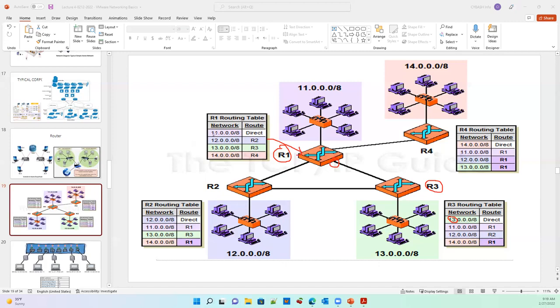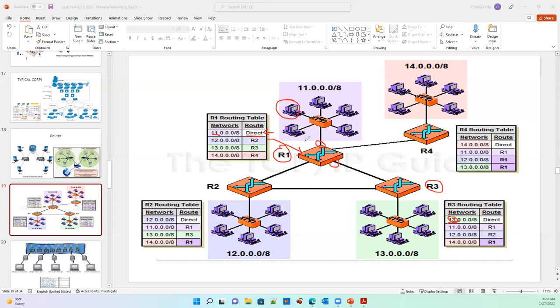So it has 11.8. Anything that is network 11 is direct. That means I am the 11 network. The router knows I am the 11 network because it's a direct connection. Now, if any computer here wants to talk to a computer with an IP address of 13, it asks its router, hey, I want to talk to a computer on an IP address starting with 13. Can you get me there?